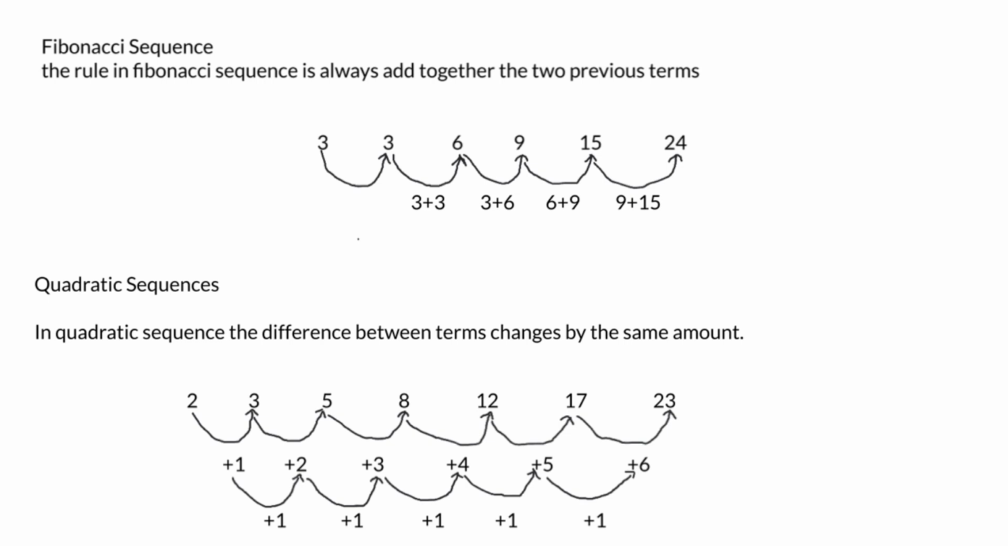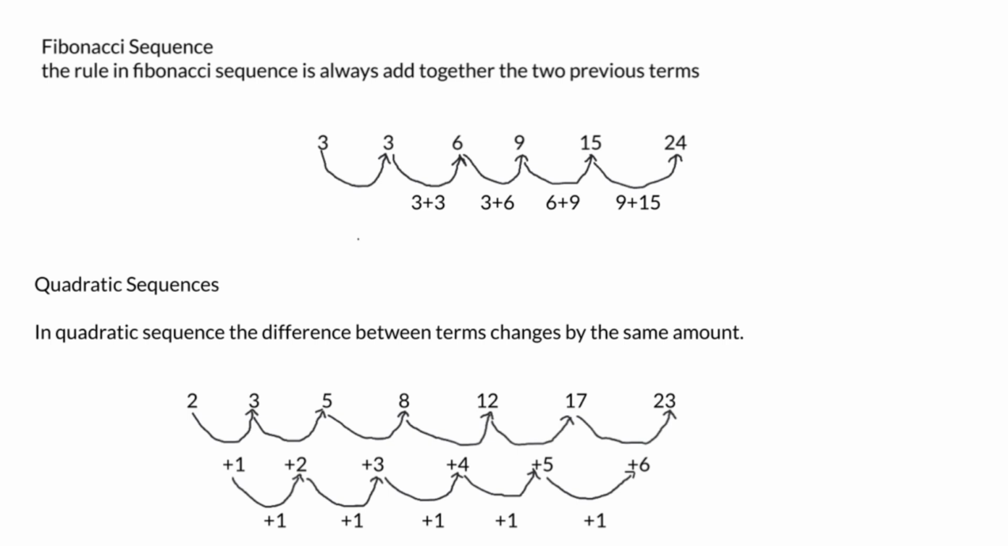Now we'll look at the Fibonacci sequence. The rule in Fibonacci sequence is always add together the two previous terms. As you can see, 3 plus 3 will give you 6. Then 3 plus 6, which is here, will give you 9. 6 plus 9 will give you 15. 15 plus 9 will give you this.